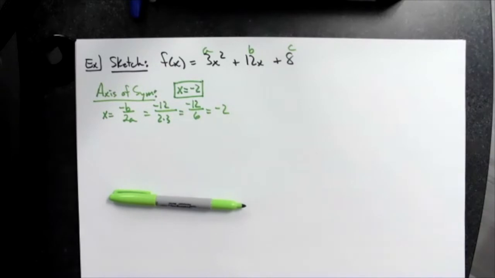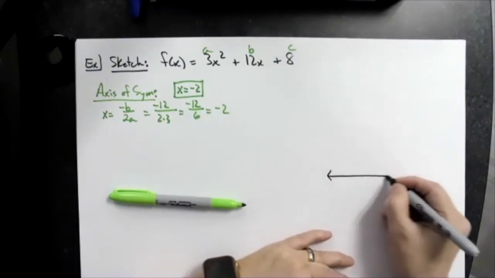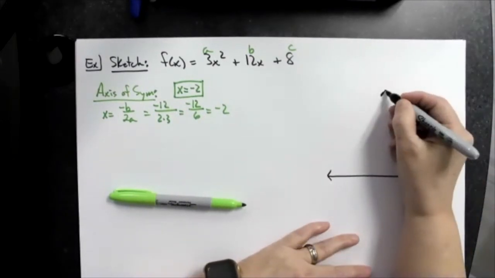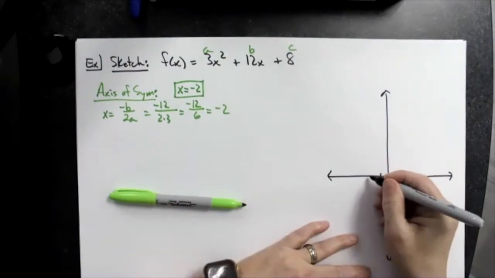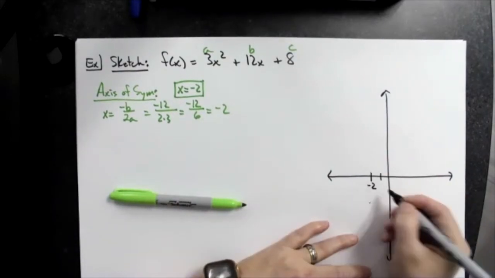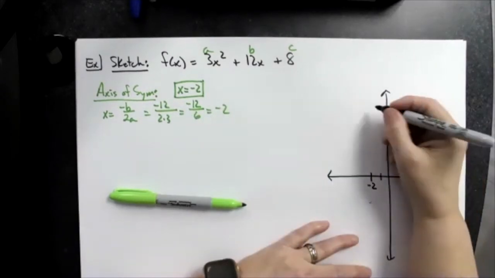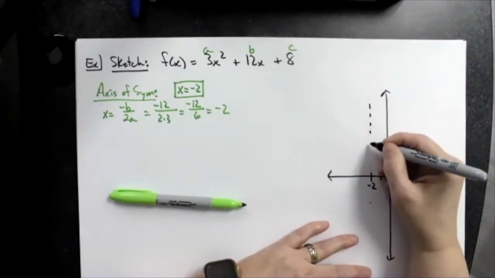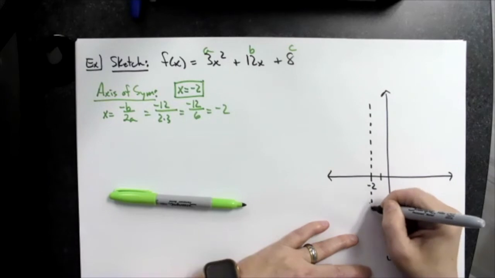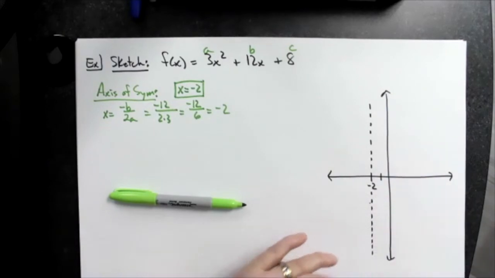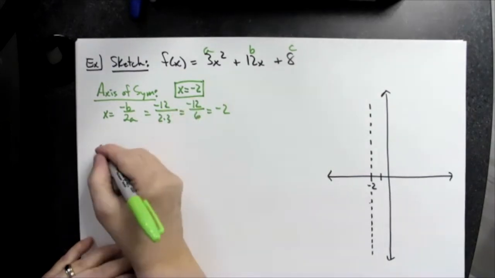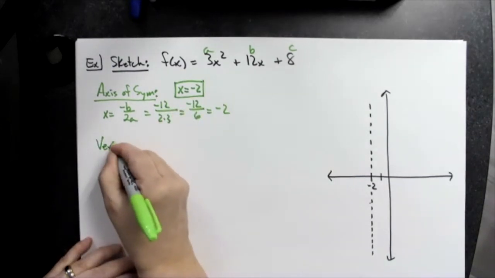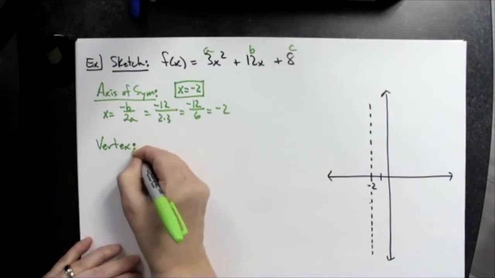Let's draw our little sketch over here, because as soon as you start identifying things, you can put them on your graph. Here's negative 2, and I know that's my axis of symmetry, so I put that dotted line in there. That's the first step. Usually after you find the axis of symmetry, the next thing is to find the vertex.